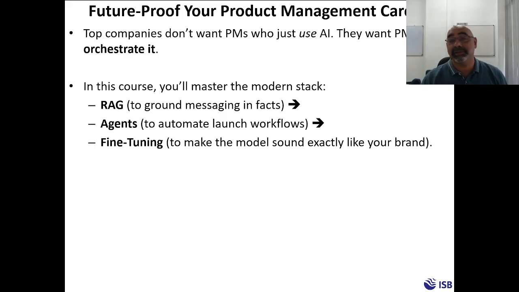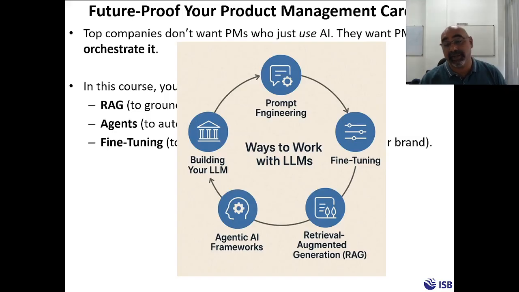What are the things that you'll be looking at? So if you consider the modern or the post-modern, let's say, the post-AI marketing tech stack, we're going to look at RAG to ground messaging and facts, retrieval augmented generation. We're going to look at AI agents, and we're going to look at fine-tuning. Okay. So basically, the bottom and the right of this particular chart. So prompt engineering is anyway there.